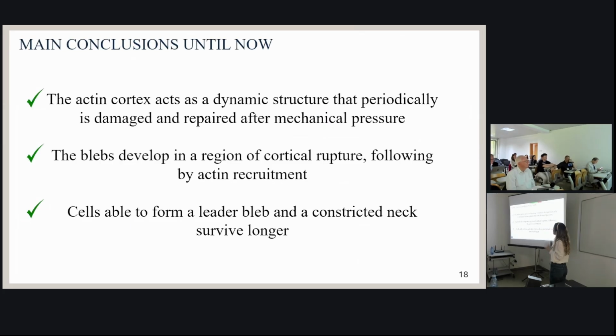So the main conclusion from these images is that, as we know, the cortex is very dynamic. When the cortex is damaged, a bleb appears in this region. Then, of course, actin is recruited to this region, and the cells that are able to form this structure are able to survive for a longer period of time.